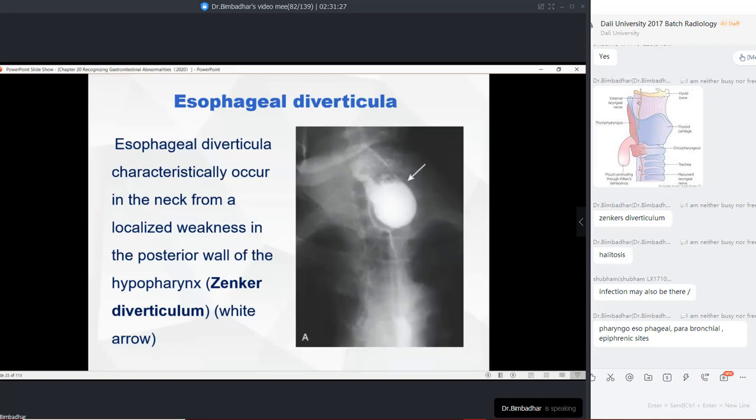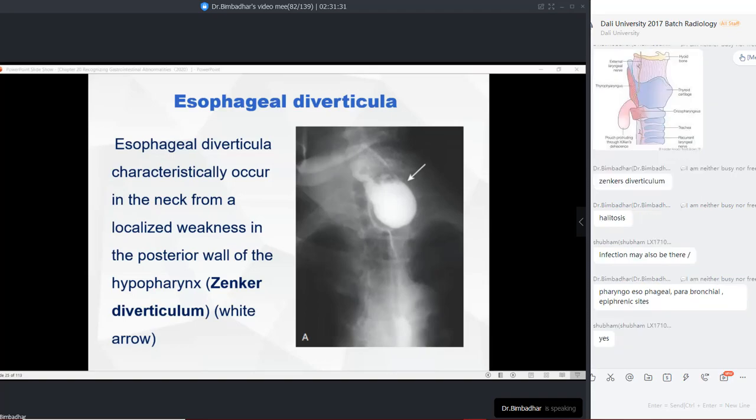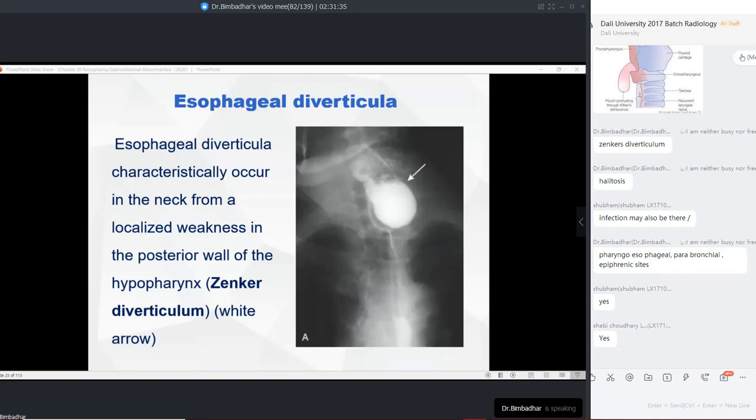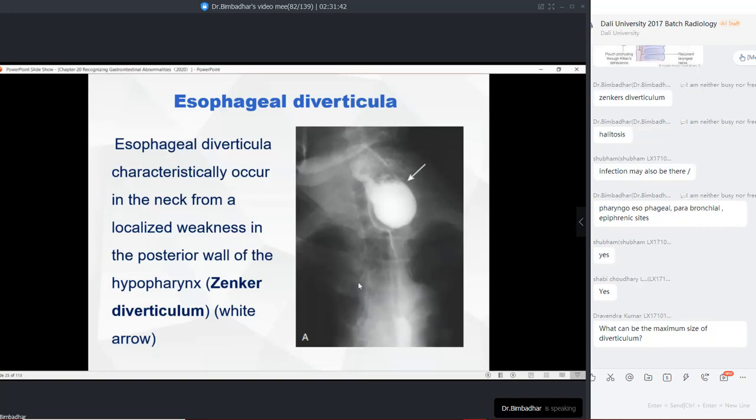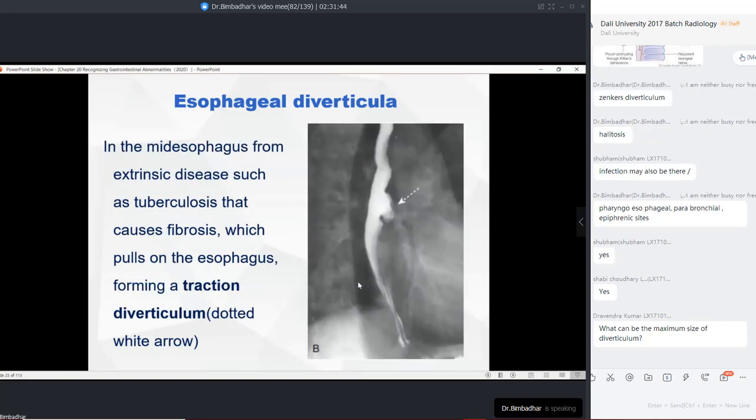Simple. Is this clear? Yes, no? It's fairly simple. You need not worry if it's a true diverticulum or a false diverticulum. Don't worry about such things. You will be learning it again in surgery. But for radiological purposes, we will not be doing that.